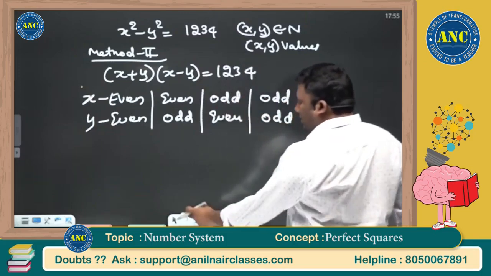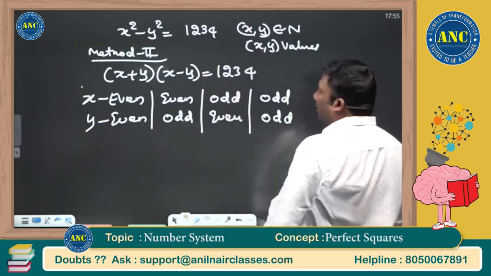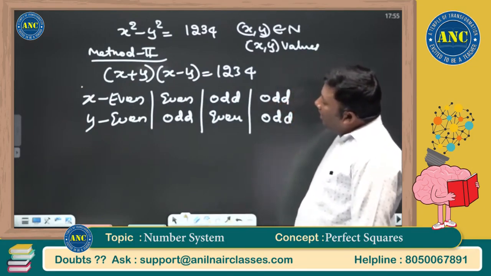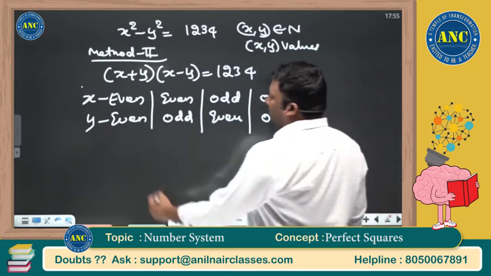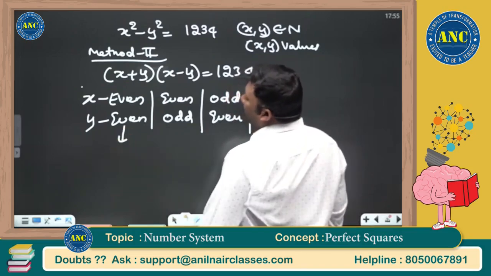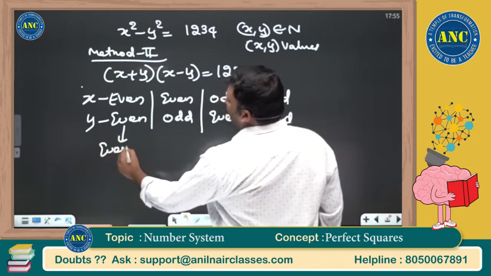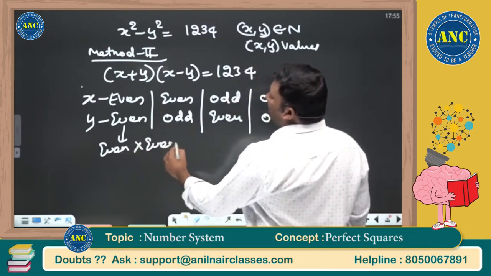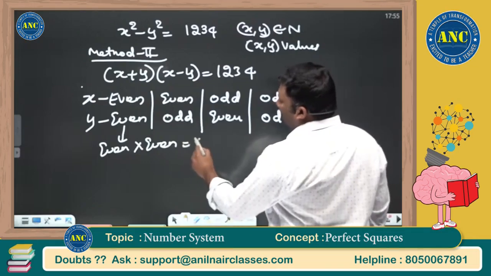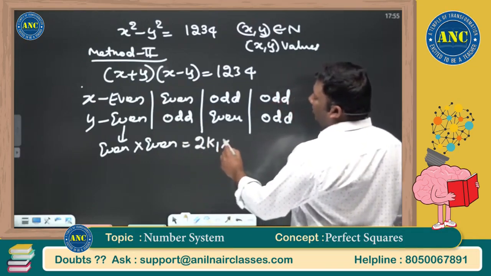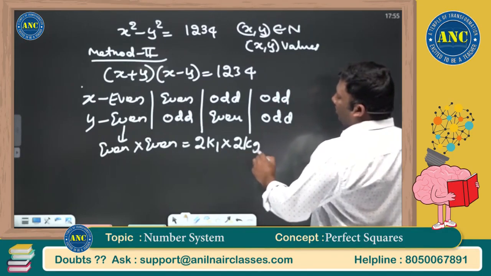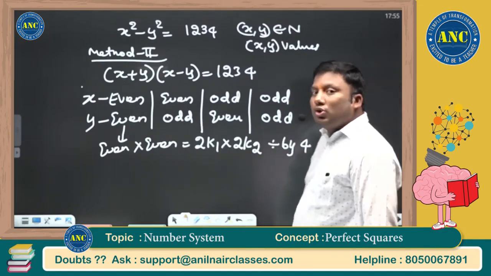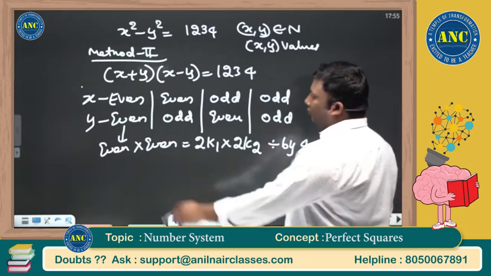The first case is both of them have the same parity: x even and y even, and x odd, y odd. The other case is one even, another odd. Let me take this case: x is even, y is even. Even plus even is an even number. Even minus even is an even number. Even into even is a number divisible by 2 twice, so the answer should be divisible by 4. 2 into 2 is 4; it is divisible by 4.